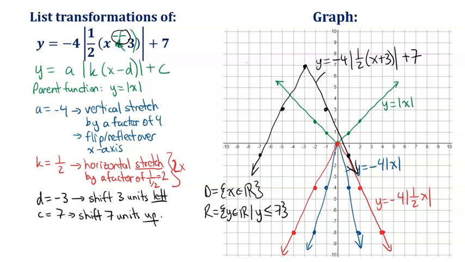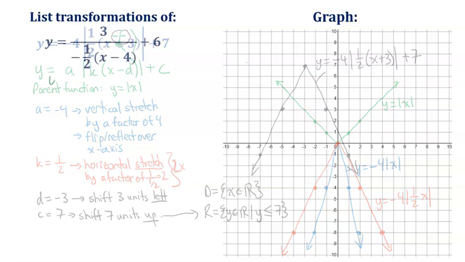Now you'll notice for this particular situation, shifting 7 units up has actually affected the range, but there's nothing about the 3 and it's left that affects the domain, and that's because the domain is the set of all real numbers, and that doesn't change by shifting it left or right.